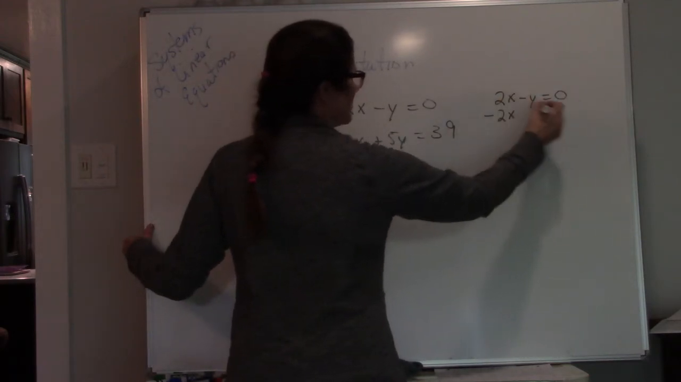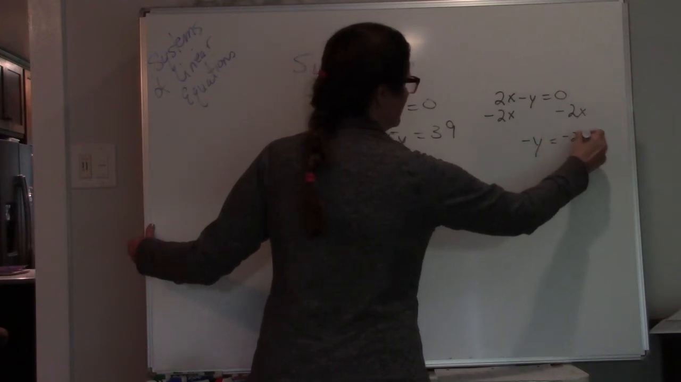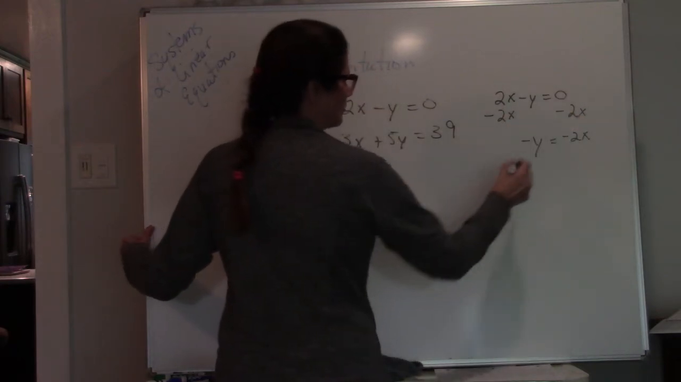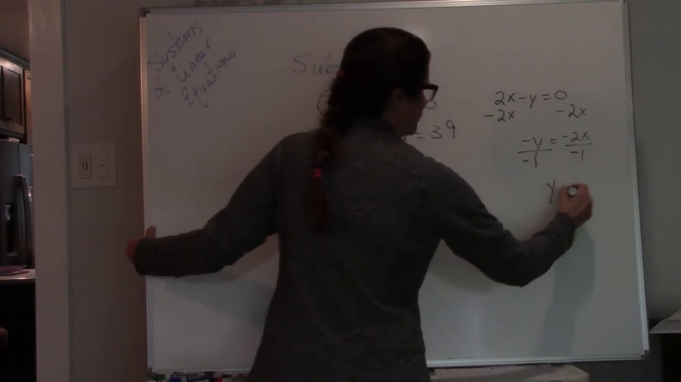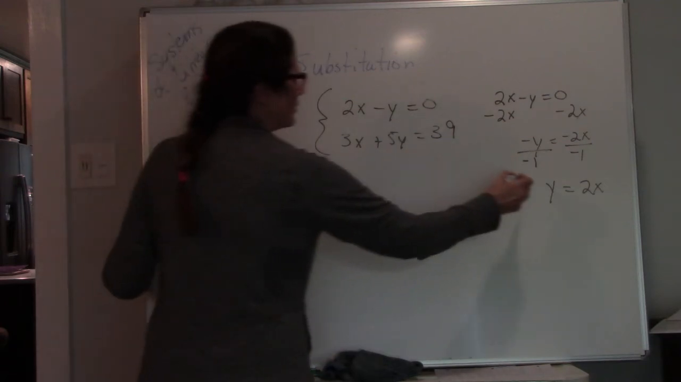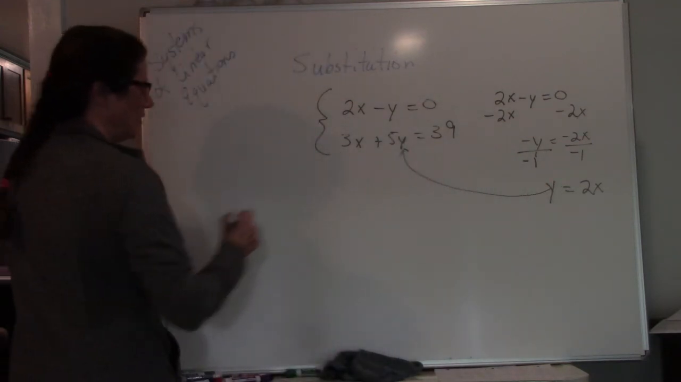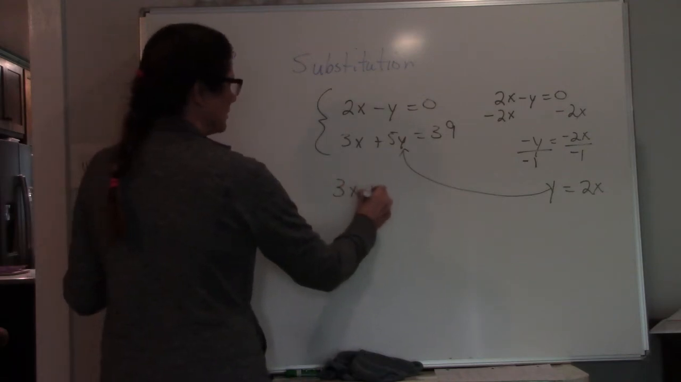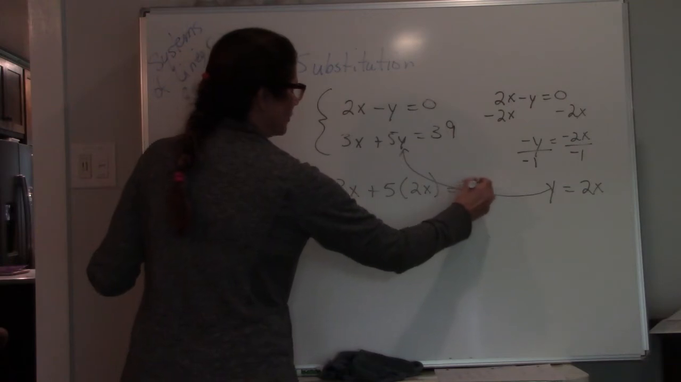y, which means I'm going to bring my 2x over by subtracting, and then plus 0 is just 0, and then I'm going to divide both sides by -1. So my y is a positive 2x. So now I can substitute that y right into there. So I have 3x plus 5 times 2x equals 39.